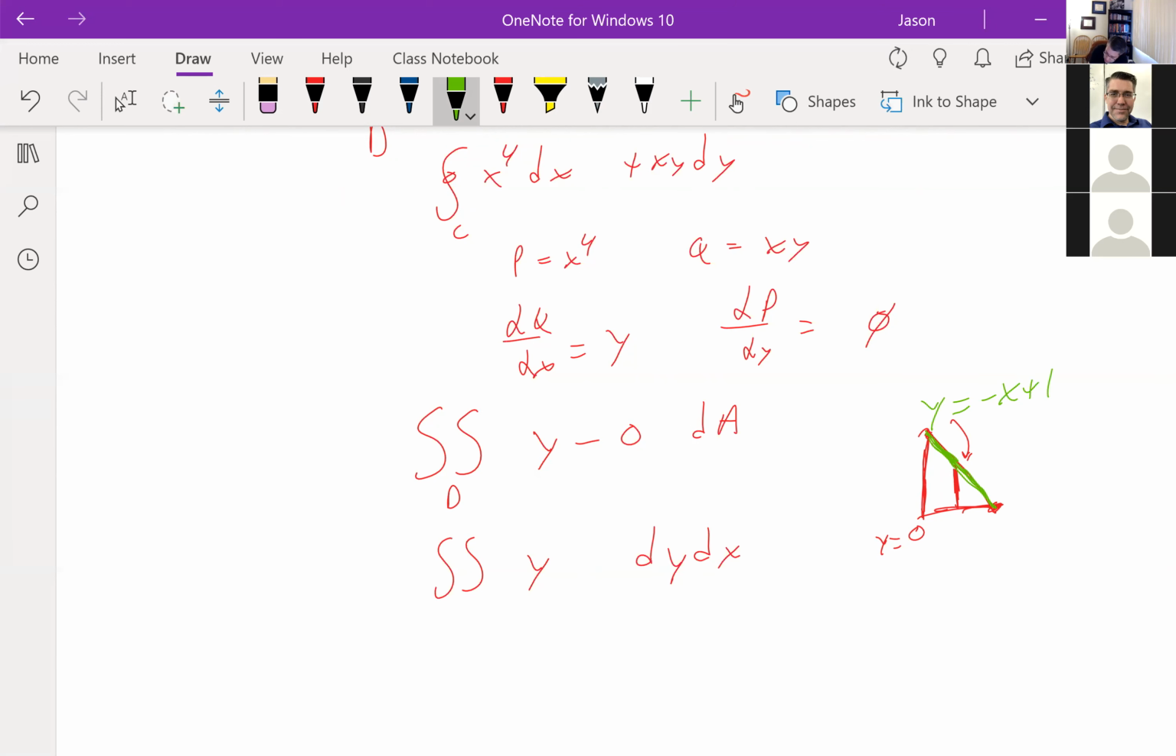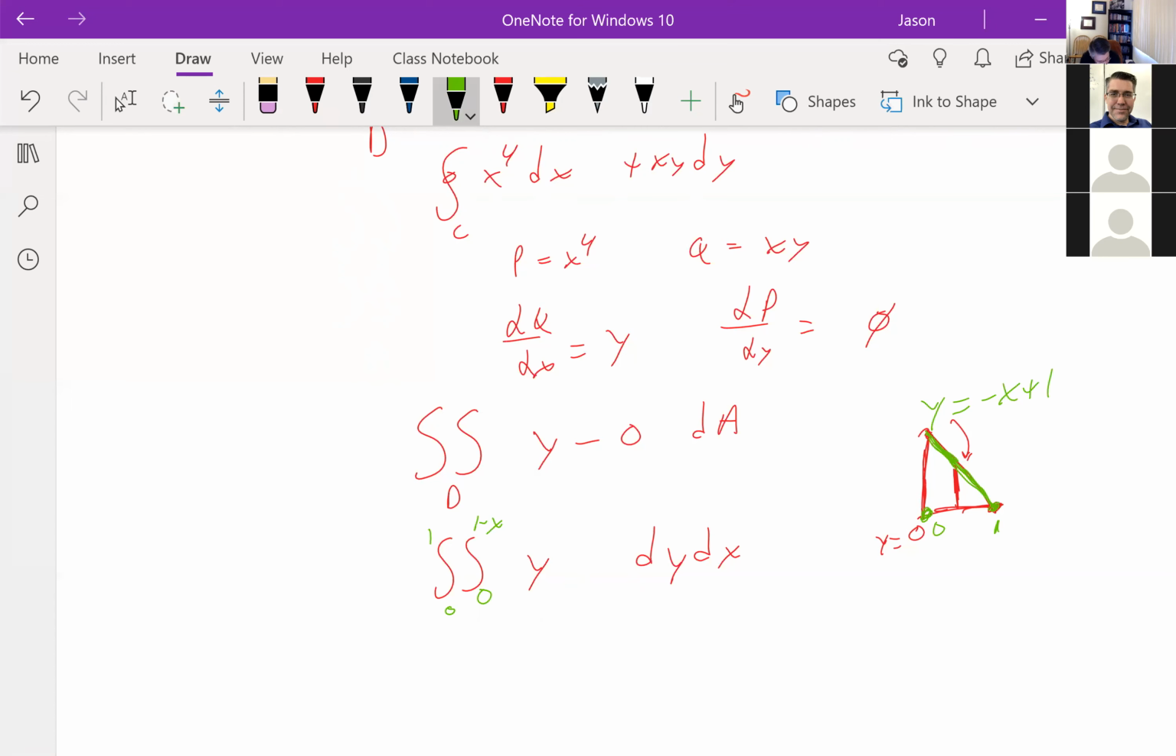Okay, so 1 minus x and 0. What does x go from? Well, x goes from 0 to 1. So that goes from 0 to 1. Nice. And so there's my integral.